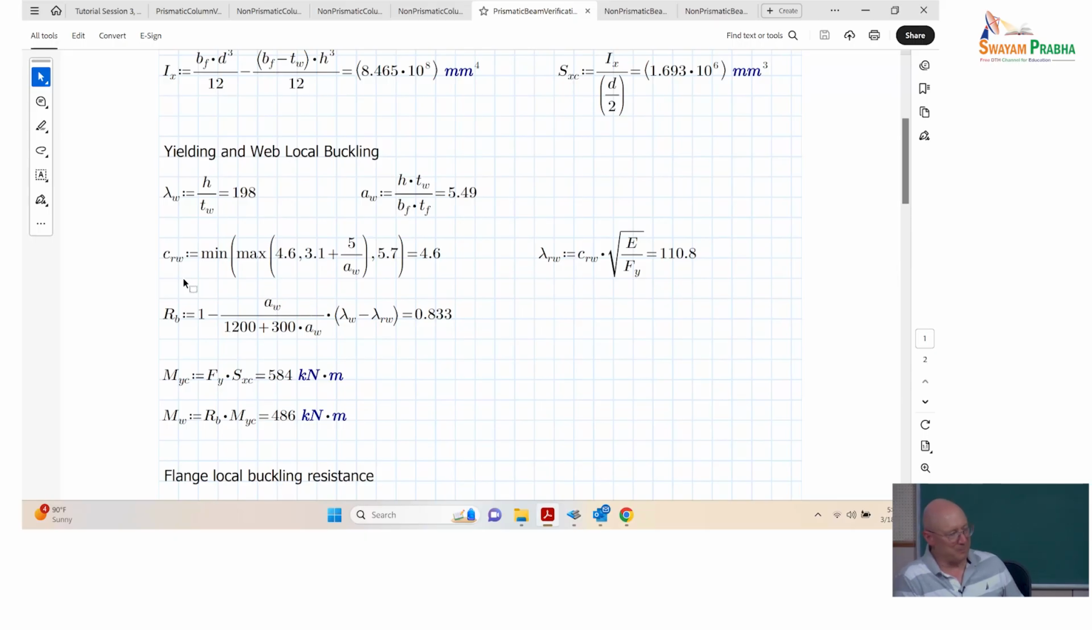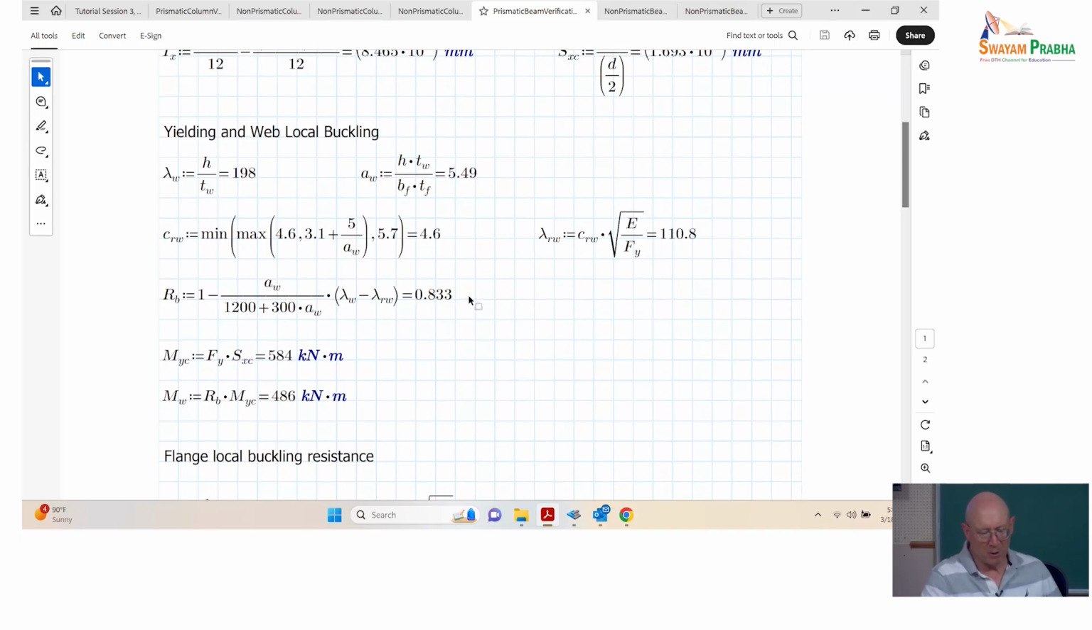non-compact web limit. And so for grade 50 steel, in this case, the CRW is its minimum value of 4.6. The maximum value is 5.7. Currently, we would use 5.7 for everything. And so we get 110.8. If you have an H over TW larger than 110.8, it's a slender web, or class 4. So what does that mean? We get web local buckling before we can get to the yield moment.